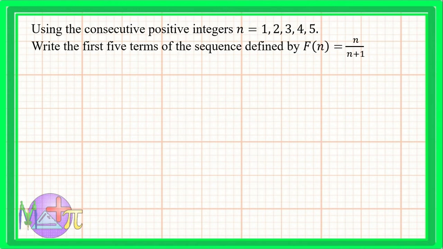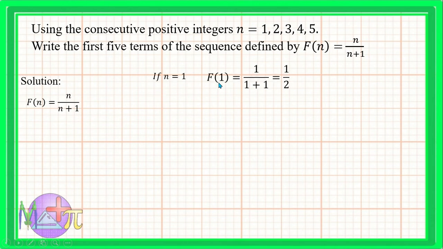Using the consecutive positive integers n, we have 1, 2, 3, 4, and 5. Write the first 5 terms of the sequence defined by the function f(n) equals n all over n plus 1. Solution: this is the given function, n over n plus 1. All you need to do is to substitute the values of n. First, we use n equals 1. If n equals 1, therefore, f(1) equals 1 all over 1 plus 1.